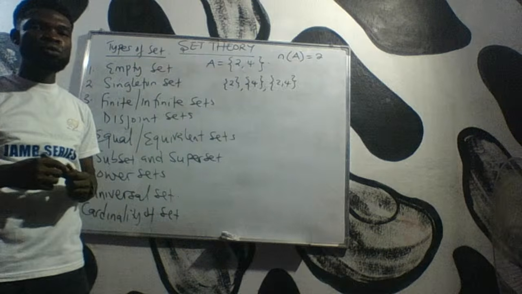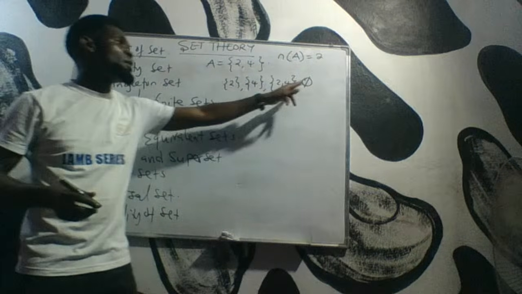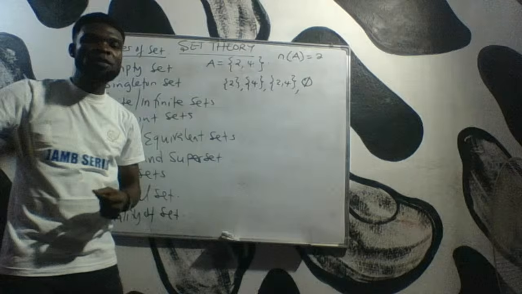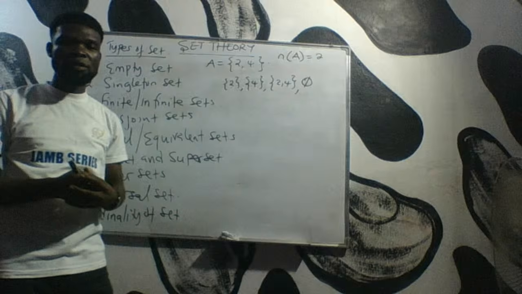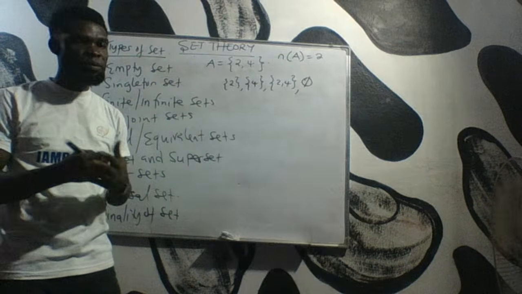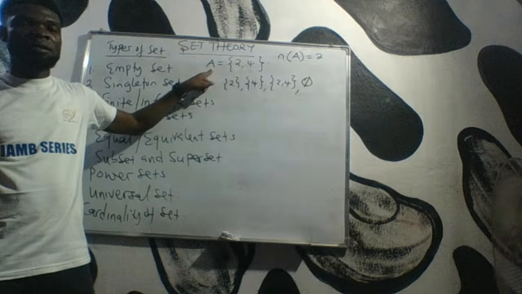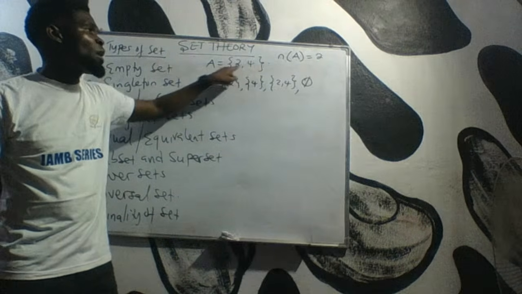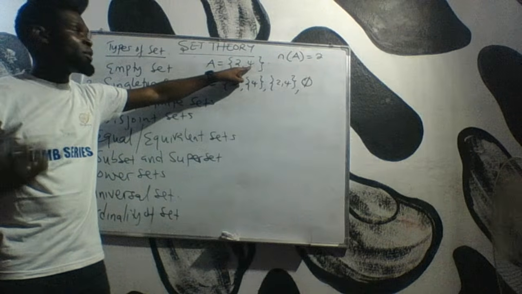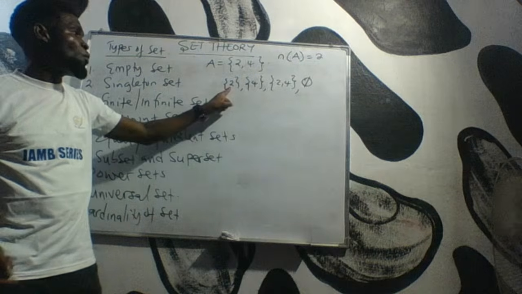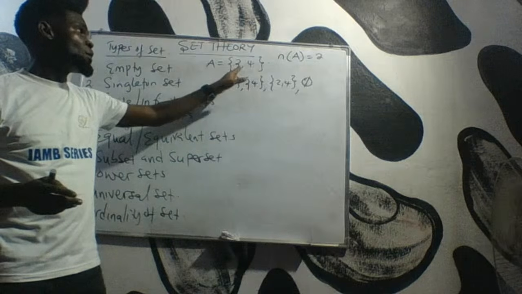The number two thing you need to note also is that the empty set is a subset of every set. So it is important to also note that. Having known that, we have a set A whose cardinality is 2. How many subsets was I able to derive from set A? Let's count: 1, 2, 3, 4. I'm able to obtain 4 subsets from this particular set.